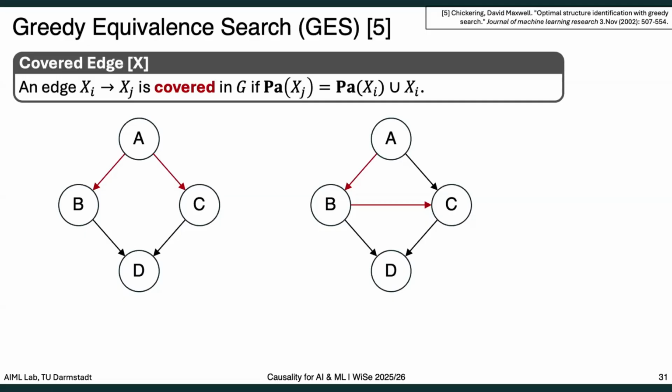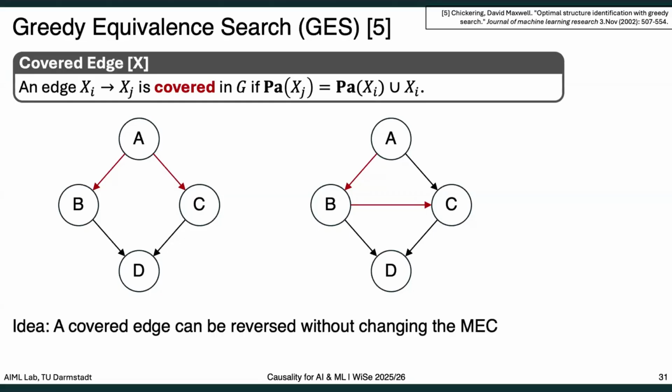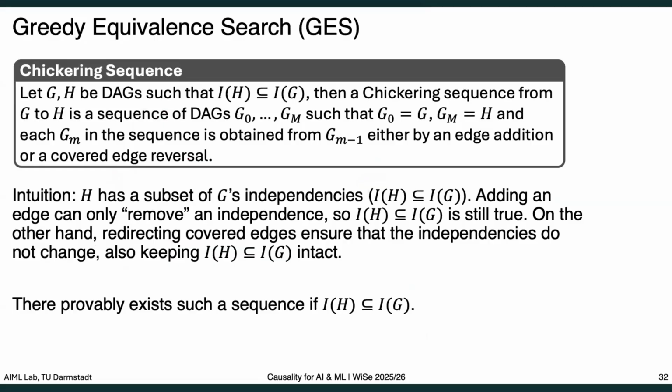There's a very important intuition behind this definition of a covered edge. These are the edges that in the true MEC, the Markov equivalence class, wouldn't be identified, or that we could invert while still staying within the same Markov equivalence class. So if we reverse an edge that is covered, then the dependencies and independencies of the graph don't change. This is a very important step in the intuition for the idea of the algorithm, and it is associated with the so-called Chickering sequence, named after the author.